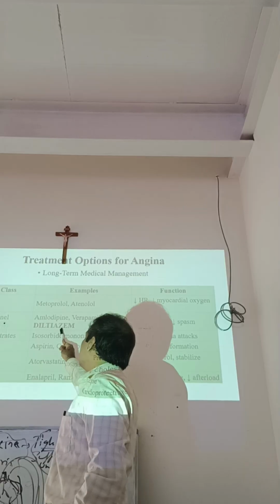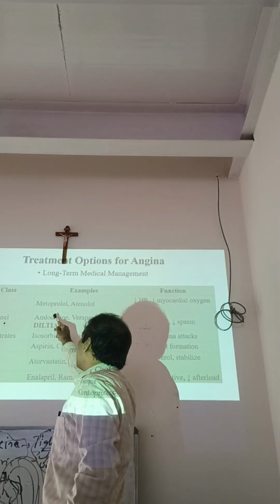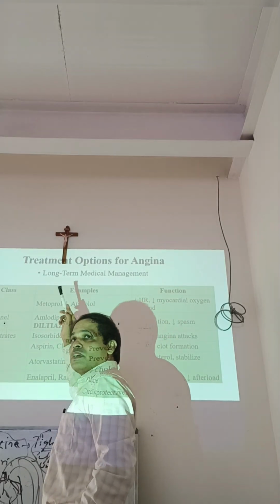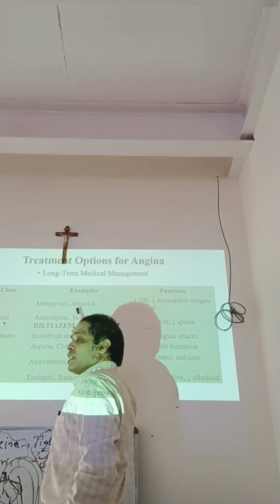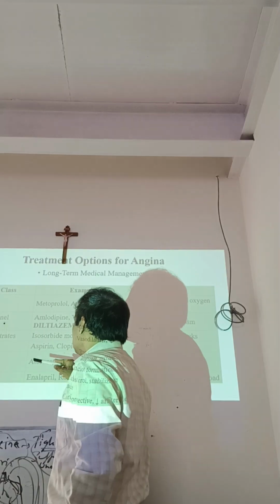Now, what is this? Metoprolol, atenolol. In the same group, even labetalol came, the previous drug. Propranolol came here only, beta blocker. See?